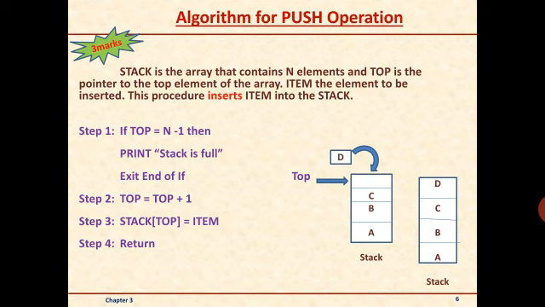So here I repeat once again, name of the array is stack, which contains n elements. Top means it is going to point to the top element of the array. Item is the element which we want to insert. It is a new element to be inserted. So in step 1, what will happen? If the top value is equal to n, means we are checking whether our stack is full or not. In that case, we print stack is full and exit.